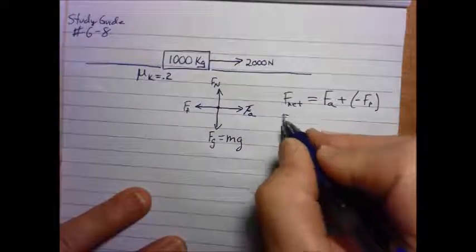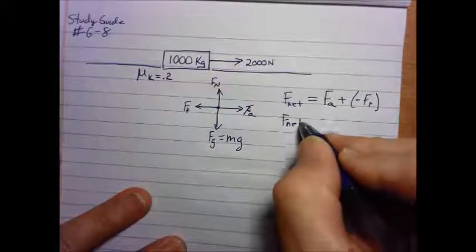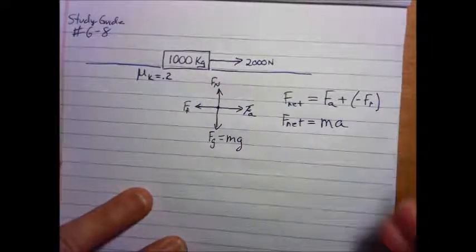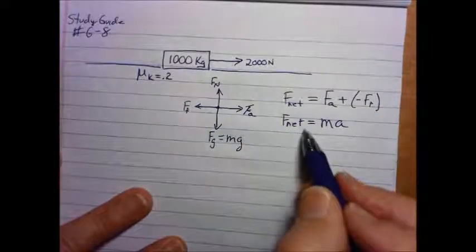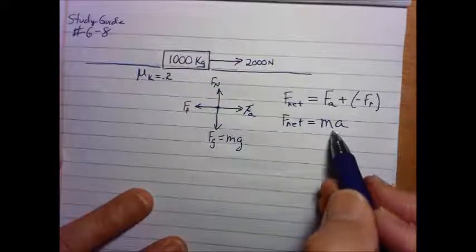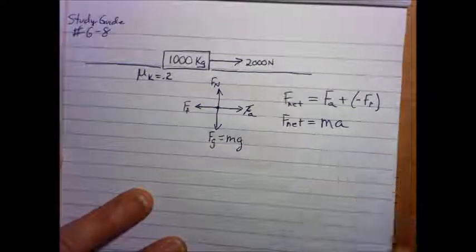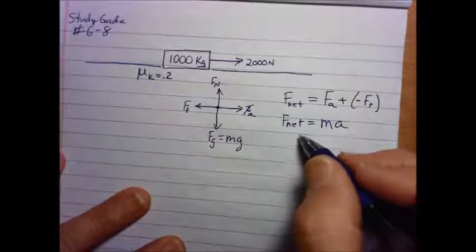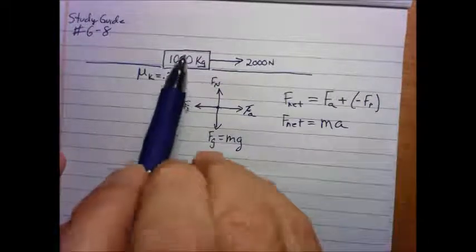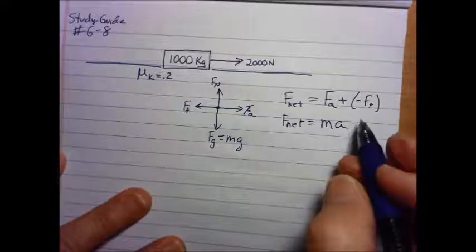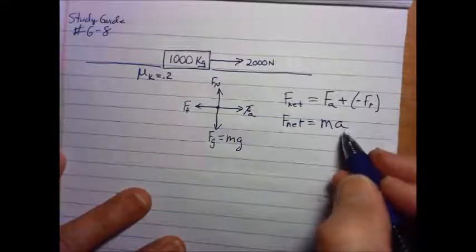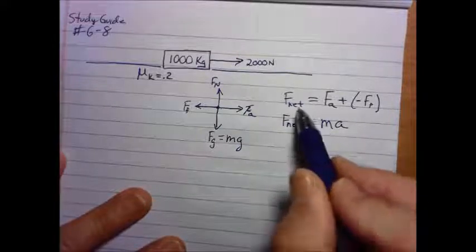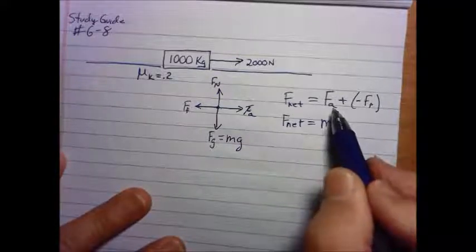Now we also know that F net is going to equal the mass times the acceleration. If there is a net force, then it's going to accelerate the mass proportionally. So what are we trying to find out? What is the net force? Well, we don't know the acceleration yet, so we're not going to be able to use this equation. Maybe we can use this equation.